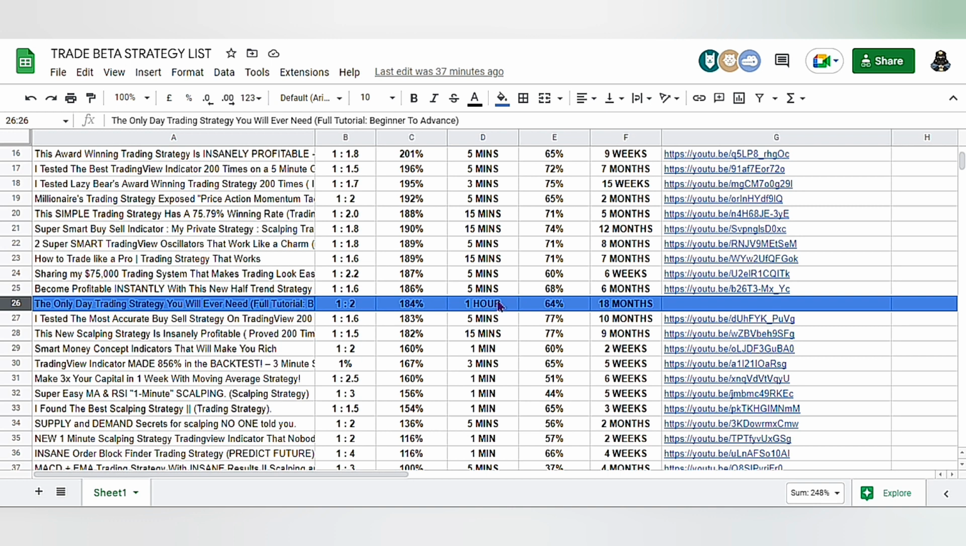So yeah, traders, definitely give this strategy a try, and make sure you do the proper back testing and forward testing before trading live.